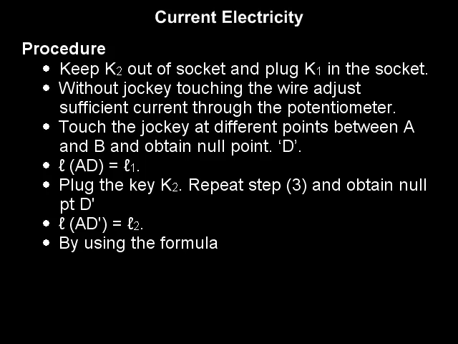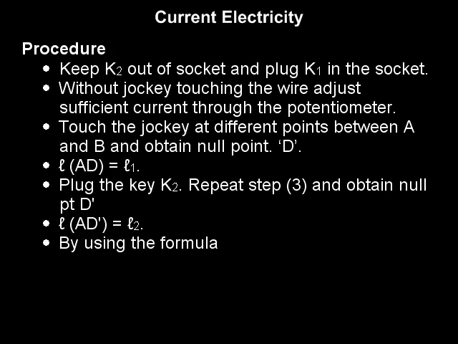Without the jockey touching the wire, sufficient current is adjusted through the potentiometer. Now, the jockey is touched at different points between A and B and null point D is obtained. Length AD is measured as L1. Then, the key K2 is plugged and step number 3 is repeated. So, null point D dash is obtained. Length AD dash is measured as L2.